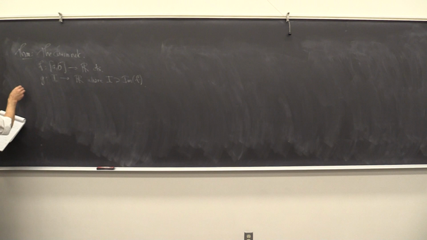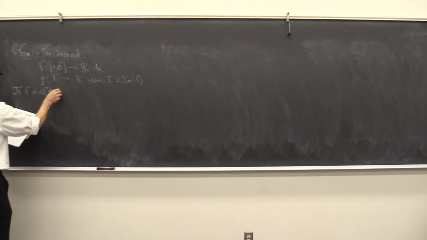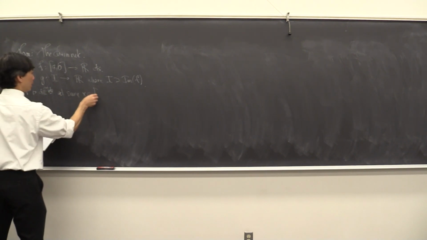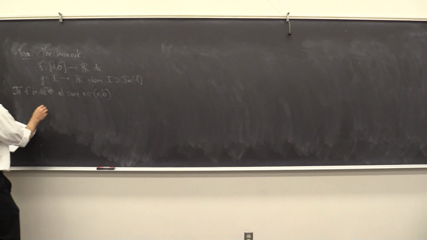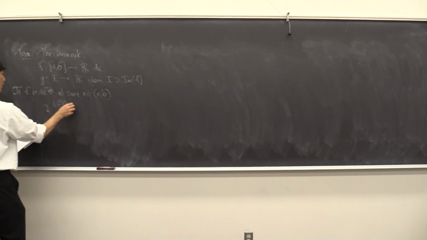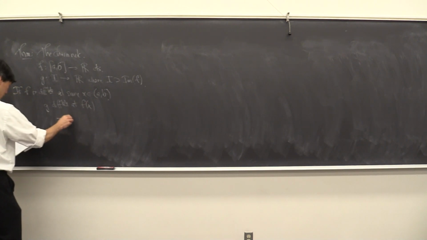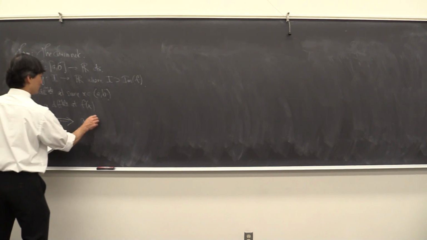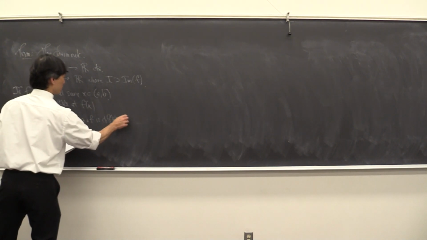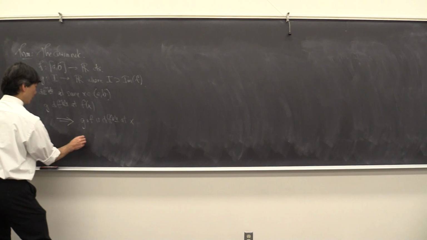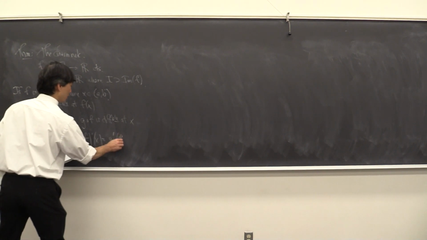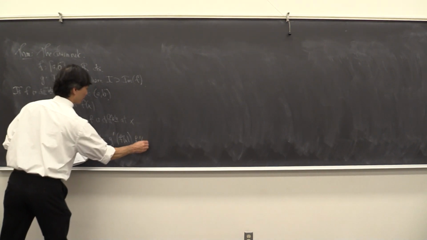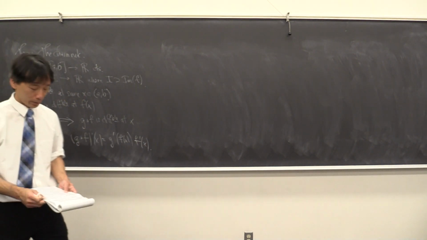Okay. Of course, you know the statement of the chain rule, right? If f is differentiable at some point x in (a,b), and g is differentiable at f of x, then the composition is differentiable at x, and you know that the derivative is just the product of the derivatives at the appropriate points. Right, you know the chain rule.